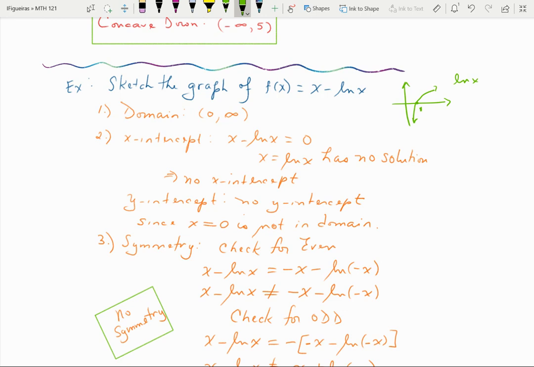X-intercepts. So we have x minus ln x equals 0. If you tried doing this, you can do e to both sides, try to solve this equation. You just end up going in circles. There's no solution to this at all. So you have no x-intercepts, and you also have no y-intercept, because remember, x equal to 0 is not in the domain. So far, we don't have a whole lot to go on other than that the domain is only positive numbers, but we don't have any points to plot so far.